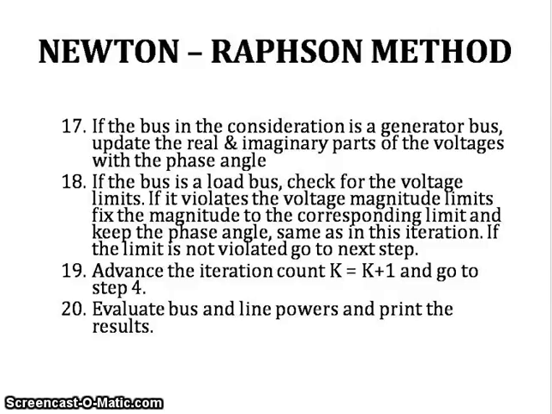If the bus under consideration is a generator bus, update the real and imaginary parts of the voltages with the phase angle. If the bus is a load bus, check for the voltage limits. If it violates the voltage magnitude limits, fix the magnitude to the corresponding limit and keep the phase angle the same as in this iteration. If the limit is not violated, go to the next step. Advance the iteration count k equal to k plus 1 and go to step 4. Evaluate the bus and line powers and print the result.